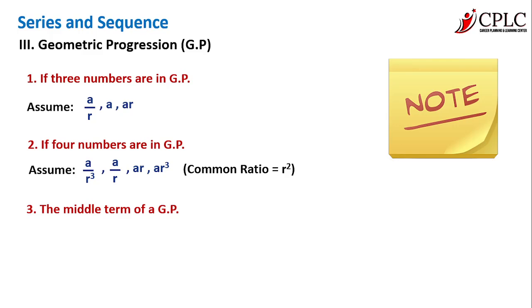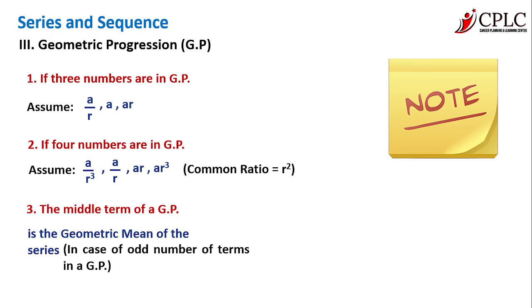Now, why only this way? Because when you multiply all four of them, all the terms of r get cancelled out with each other, and again you are left with only one variable, which is a, which makes your job much easier. And then lastly, as usual, the middle term of a GP, same story. It is the geometric mean of the entire series, but again, this property is exclusively available when you have an odd number of terms.